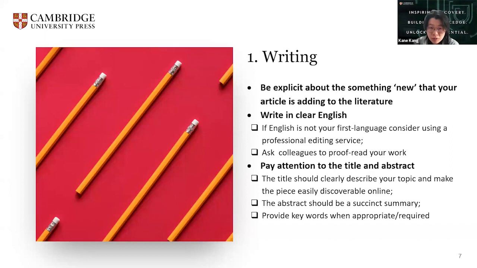The abstract should be clear and concise, a succinct summary. Make sure you check the length requirements of the journal you want to submit to. And also provide keywords, check the requirements for keywords in that journal, and the keywords used to search for your paper. So make sure that your paper could be easily discovered.